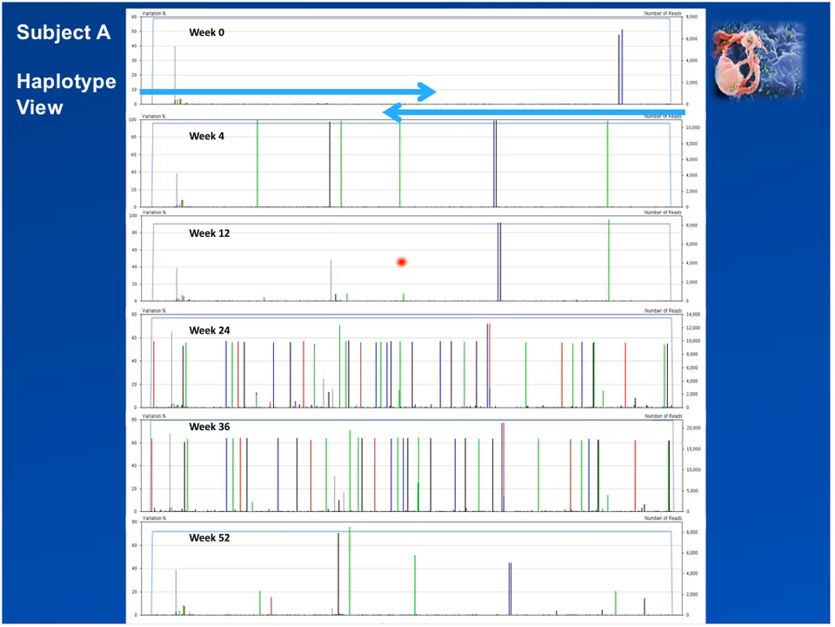Many of those variants disappeared by week 12, while some of them remained. By week 24, there's a totally new viral population in this individual representing 60%. That population increased slightly by week 36, to just slightly over 60%. And then that population disappeared, and by week 52, the remaining viral population looks basically like the population that existed at week 4.